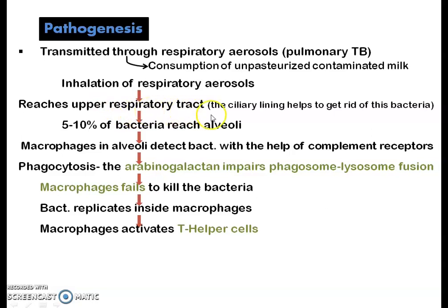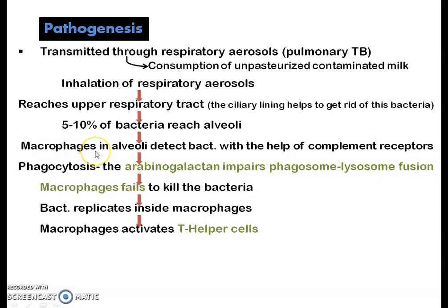The upper respiratory tract contains ciliary lining which helps to get rid of these bacteria, like the hairs and ciliary lining in our nose. So out of the total bacteria which reach the upper respiratory tract, only 5 to 10% will reach the alveoli in our lungs.